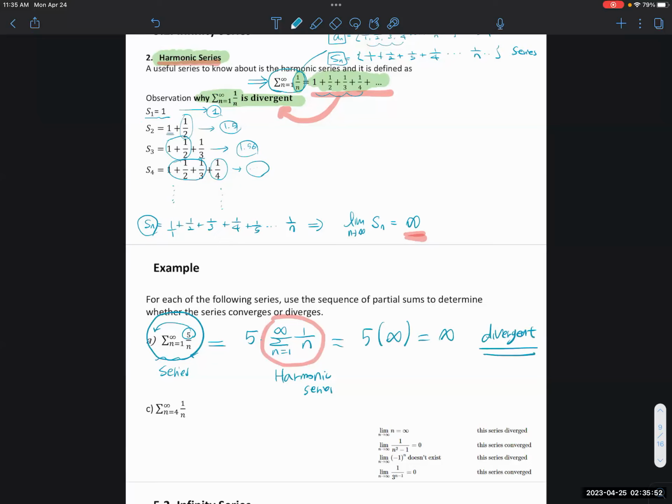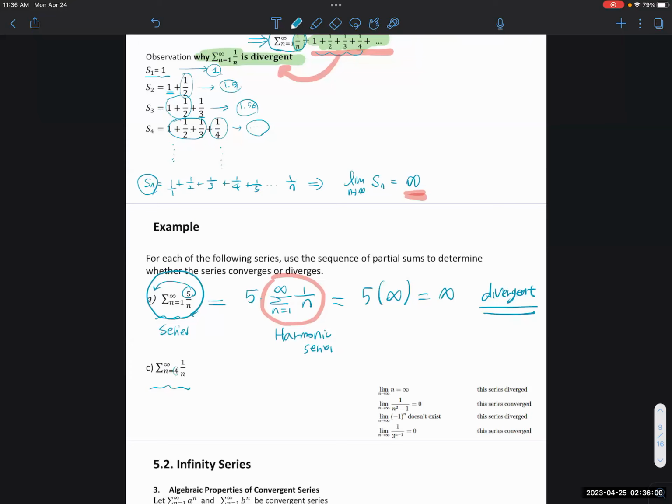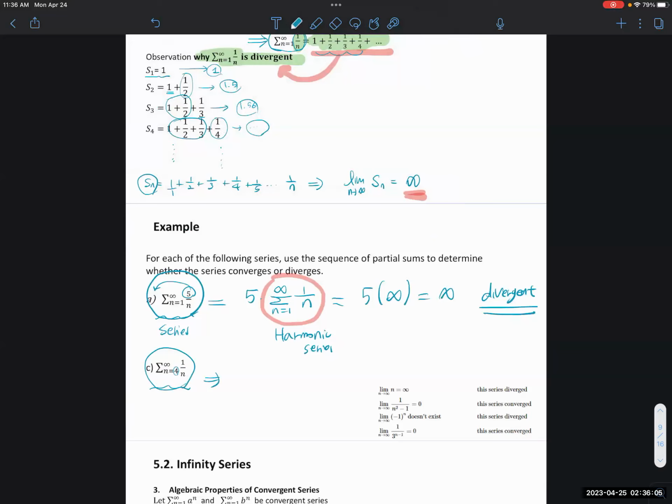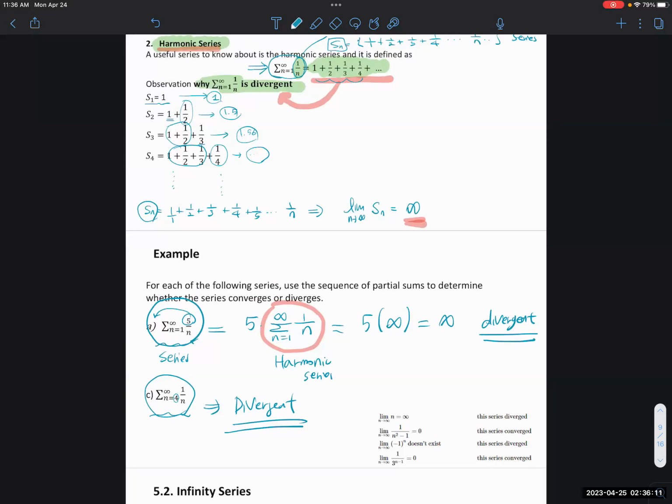Simple, because we already know what the harmonic series is heading to. It's divergent. Same thing. It doesn't matter whether you start from 4 or 5. This is a harmonic series, so anyway, it is going to be divergent. Correct? Because this is a harmonic series form.